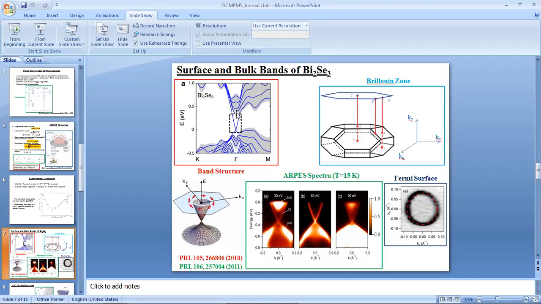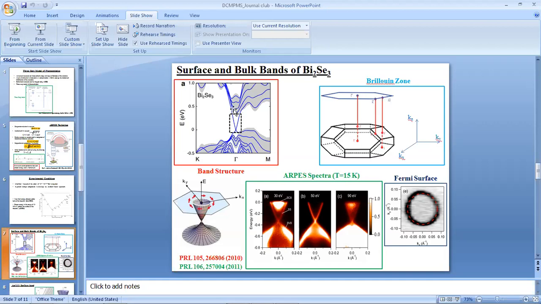The gray region is the bulk band, and you can see there is an energy gap between these two gray regions. So that means it's an insulator in the bulk. But at the surface, this is the surface band structure, and there is no gap in this band. So this band crosses, it actually connects your bulk valence band to the bulk conduction band.